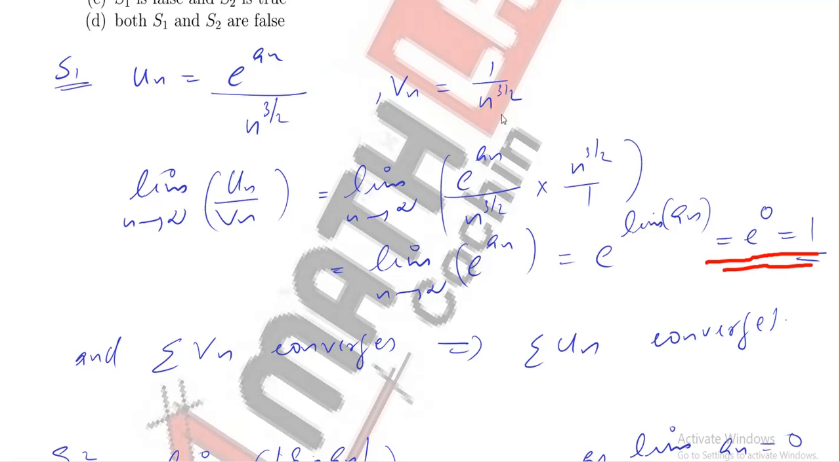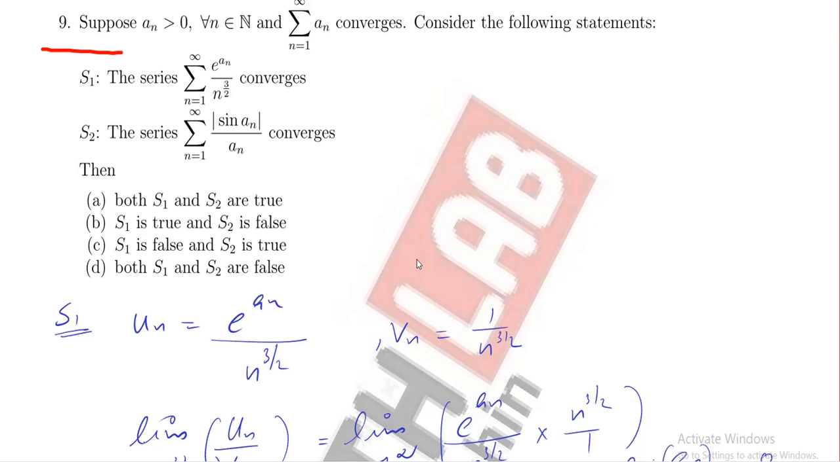Since we know that it's a p series, sigma vn converges. Therefore, sigma un also converges. So the first one converges. That is right. Now look at S2.